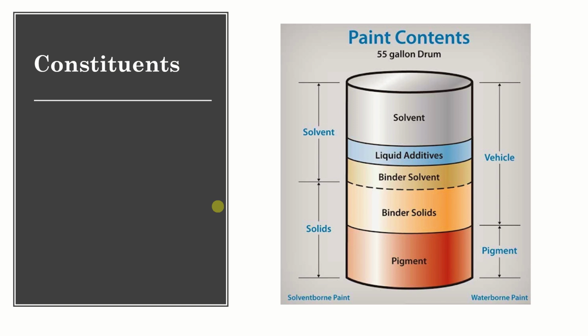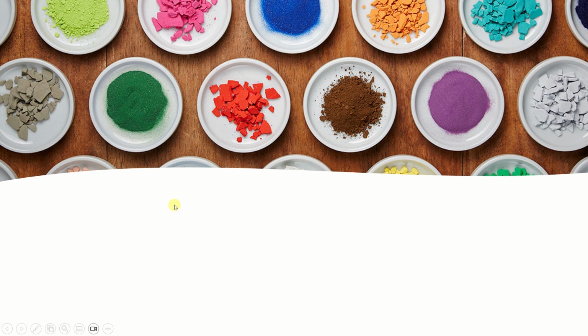If you see the constituents of the paint, there are two types of paints, solvent borne paint and water borne paint. Pigment is common, a coloring substance, along with binder solids, binder solvent, liquid additives, and solvent. If you see water borne paint, it will have pigment and vehicle, remaining all is vehicle. And in solvent borne paint, in a 55 gallon drum, half will be the solids and the remaining will be the solvent. Let us see all of them in a detailed manner.